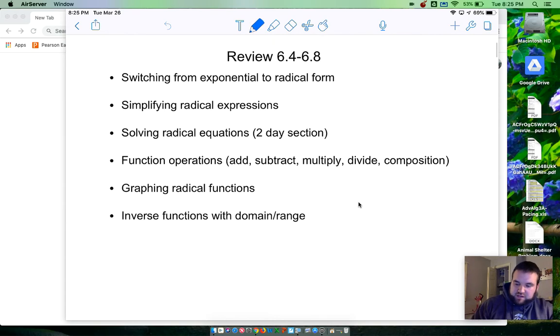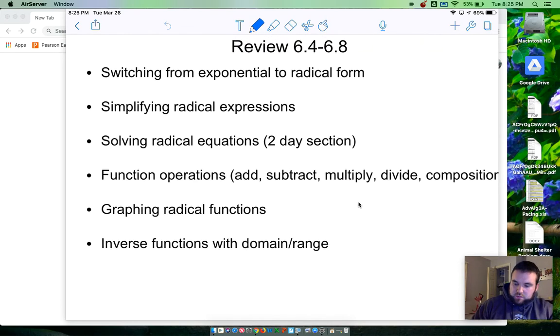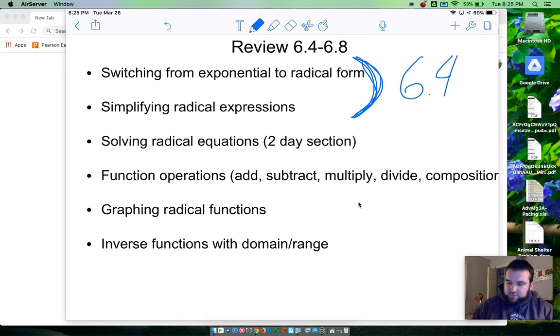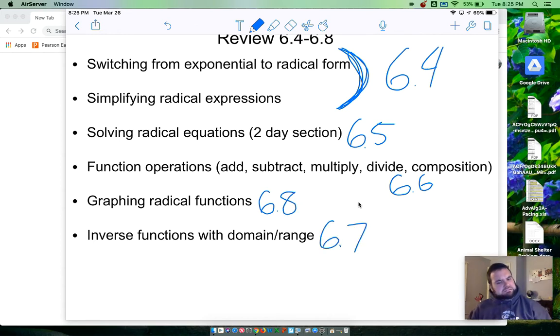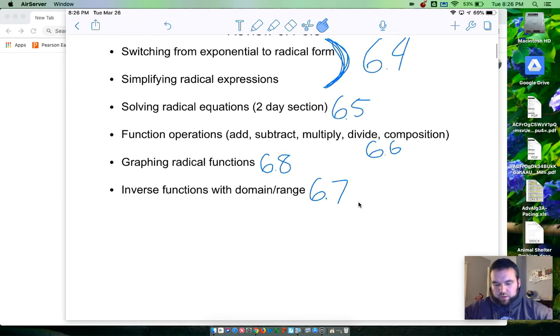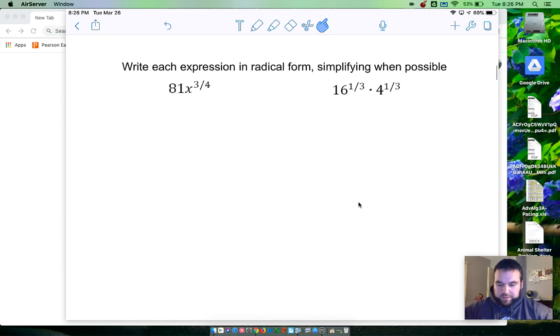We covered 5 sections in this little unit. These first 2 topics are from 6.4, and then everything else is from the following sections. So 6.5, 6.6, 6.8 is the graphing radical, and then 6.7. And I think I might have it in reverse order. I think I might have 6.7 and then 6.8, but again, I'll put the timestamps in the comments so you can fast forward through some of those things. I'm going to jump in right away at 6.4.